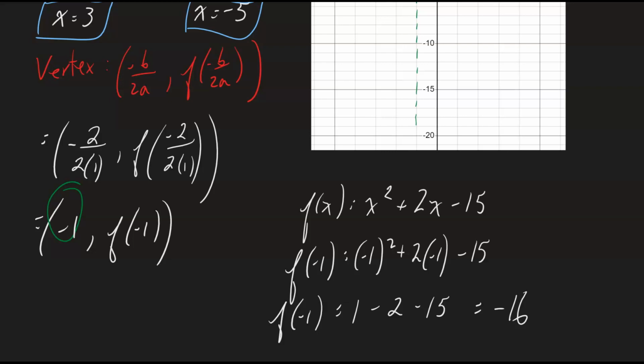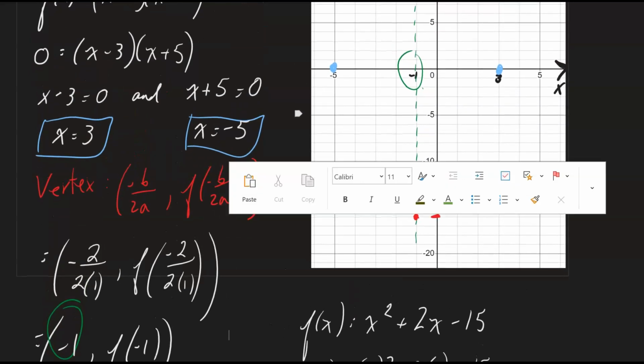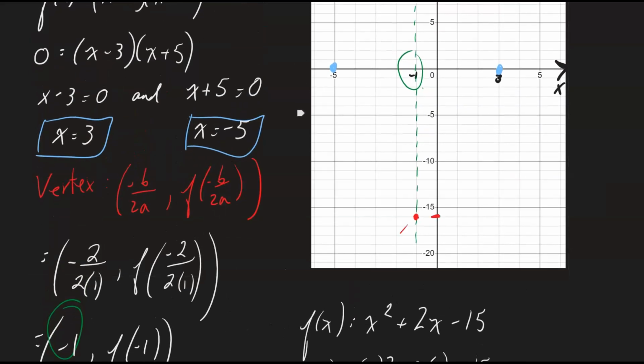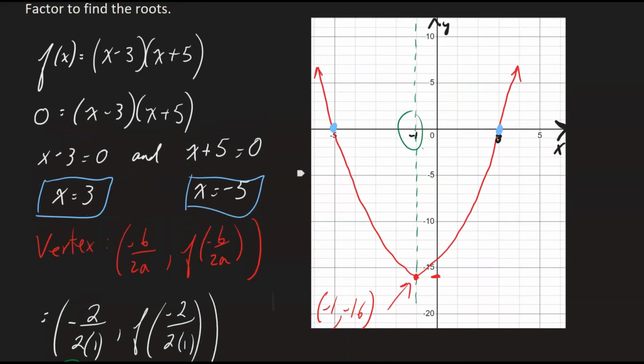So this is way down here. Let's put a red dot at negative 16 right there. So there's our vertex right there, which is negative 1, negative 16. And now we'll graph it by putting a curved line up and through that root, and another one symmetrical to it up and through this root. And there's our graph.